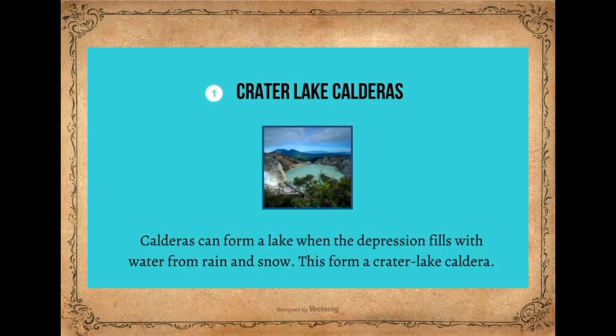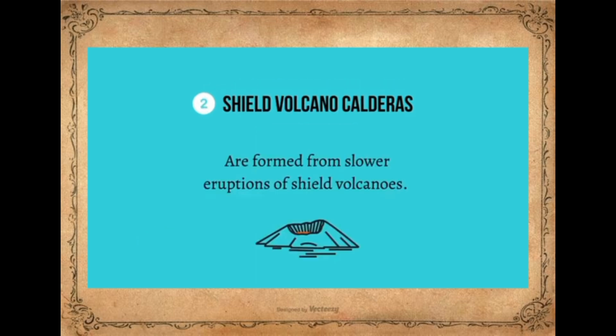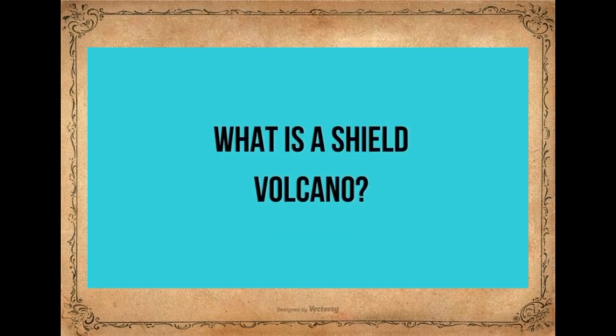A caldera can form a lake when the depression fills with water from rain and snow. These form a crater lake caldera. Now, the shield volcano calderas. They are formed from slower eruptions of shield volcanoes.